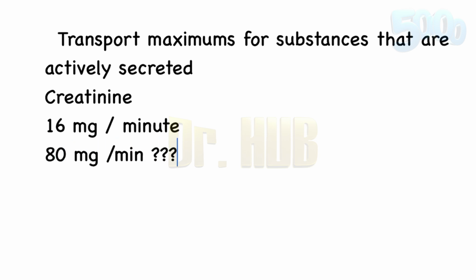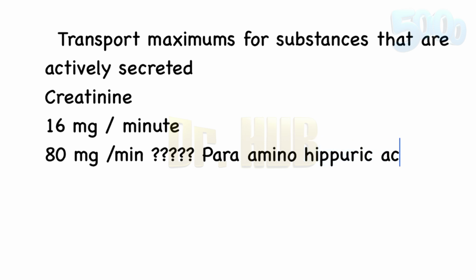So what is the substance here? The substance here is nothing but the para-aminohippuric acid. So creatinine was 16 mg per minute and the para-aminohippuric acid was 80 mg per minute.